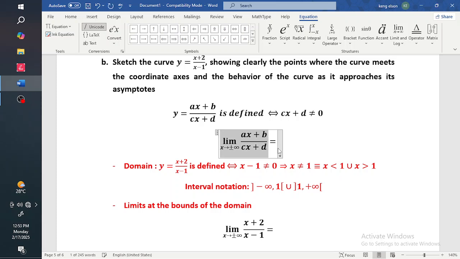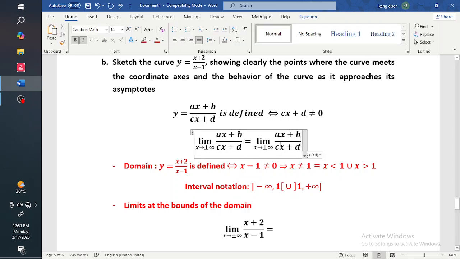If you want to get this limit, what you do is go to the numerator and divide all through by the highest power of x. The highest power of x in the numerator here is x, just x to the power 1.